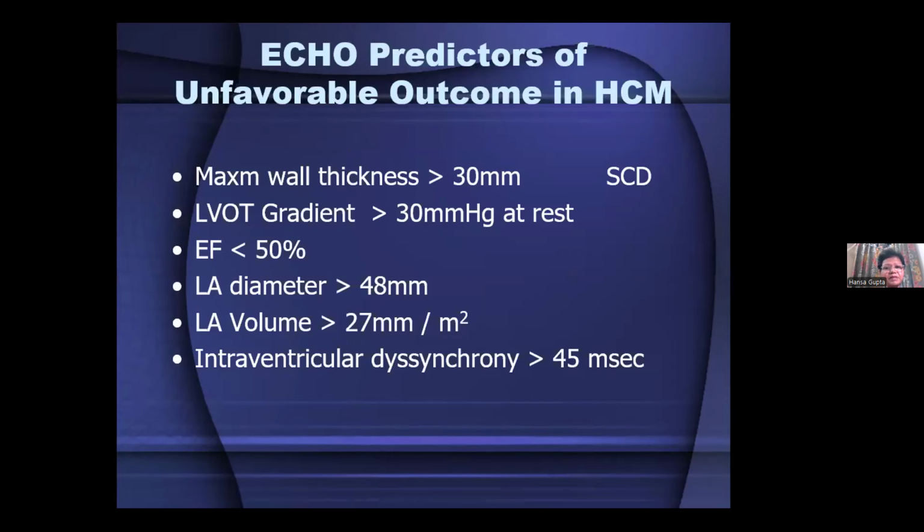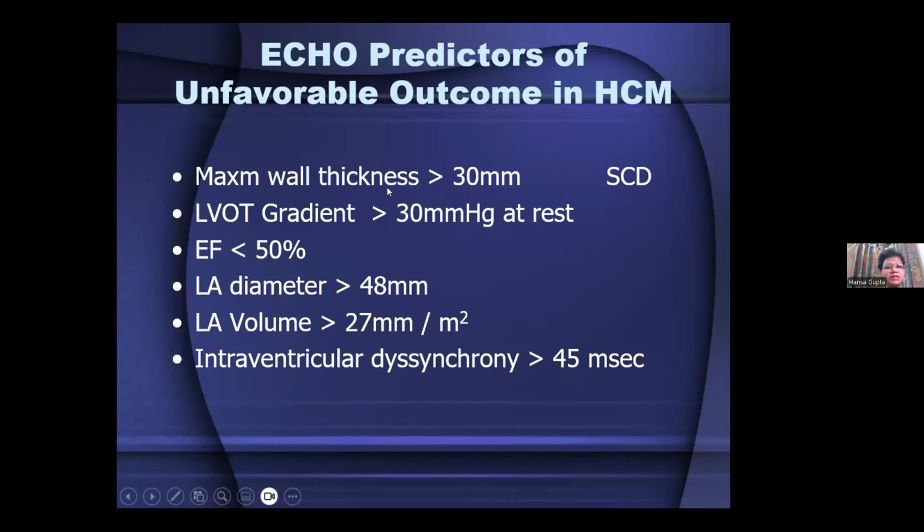So what are the unfavorable outcomes? This is very, very important. You must know about it. With a maximum wall thickness of more than 30 millimeters, the incidence of sudden cardiac death is very high, 1 to 2% every year, and it is a clear indication for ICD implantation. Hence, your report should not miss it. When you are reporting an HCM case, you should always mention the maximum wall thickness, whatever it is. This will show that you are aware of this cutoff of 30.